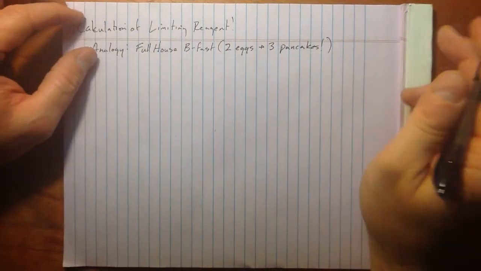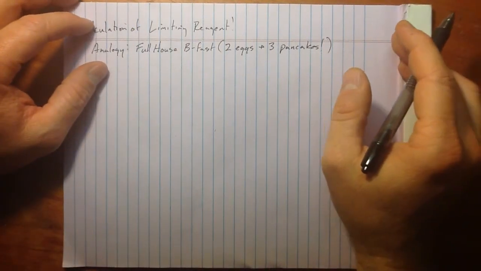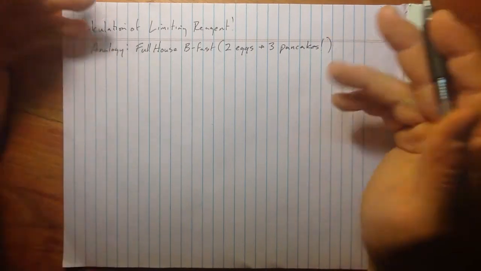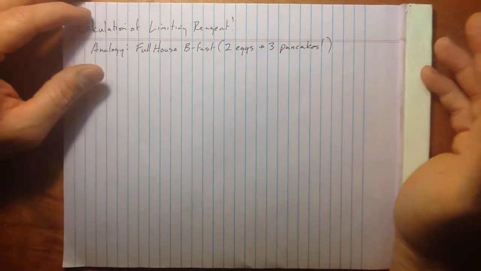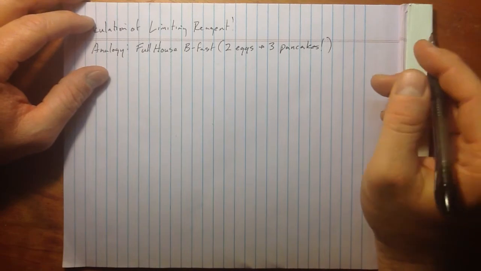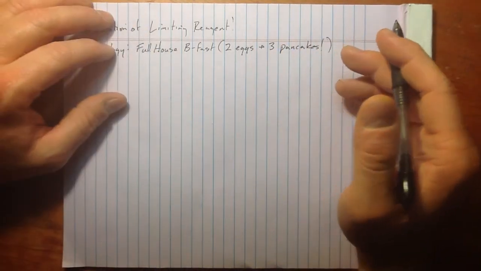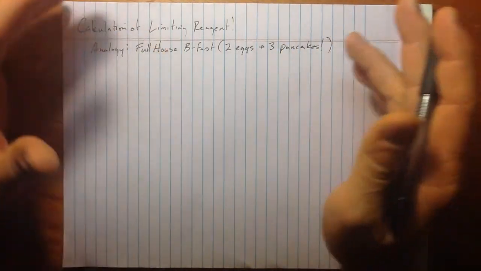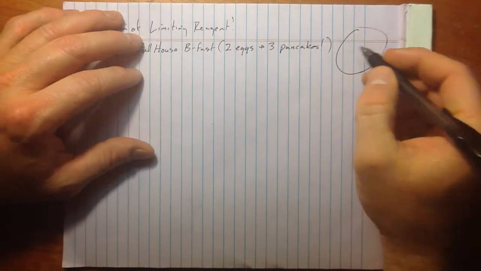I wanted to make a short video, if I could, explaining limiting reagent. It's a concept that's throughout chemistry, whether it be organic chemistry or general chemistry, that is difficult for students. So I thought I'd try to use an analogy from a breakfast plate or platter.